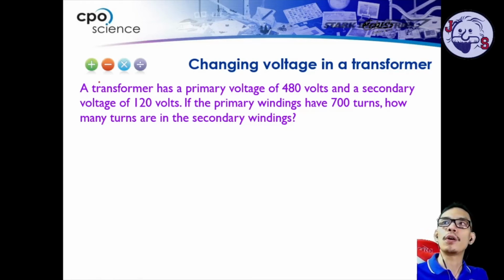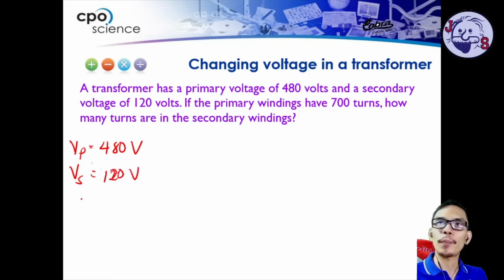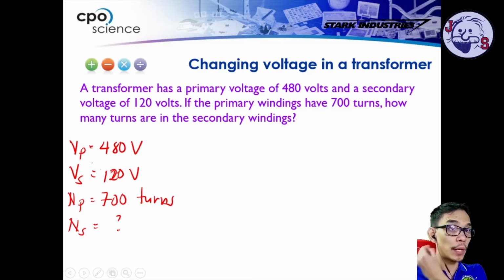Let's start with the primary voltage. The primary voltage was 480 volts. Then the secondary voltage was 120 volts. Then on the primary winding, we have 700 turns. And we are looking for the secondary winding.